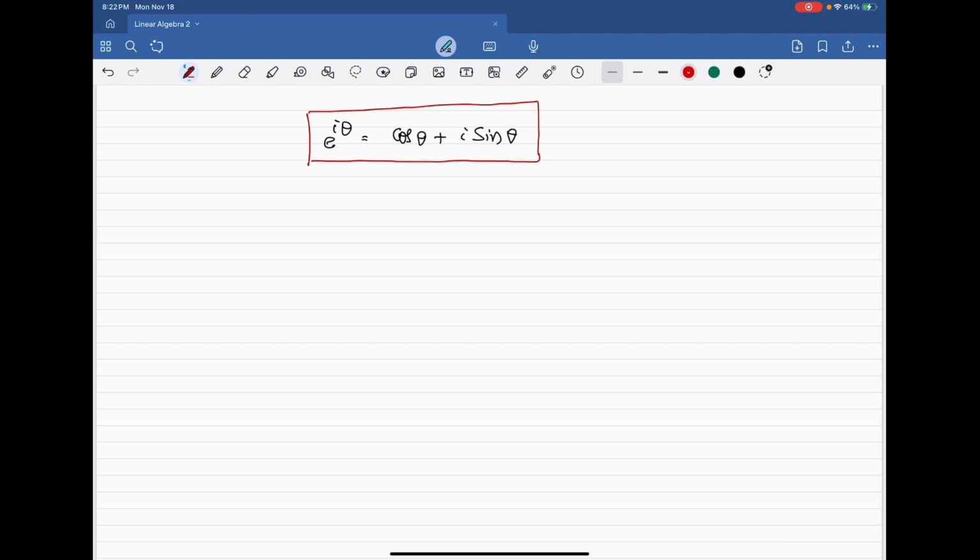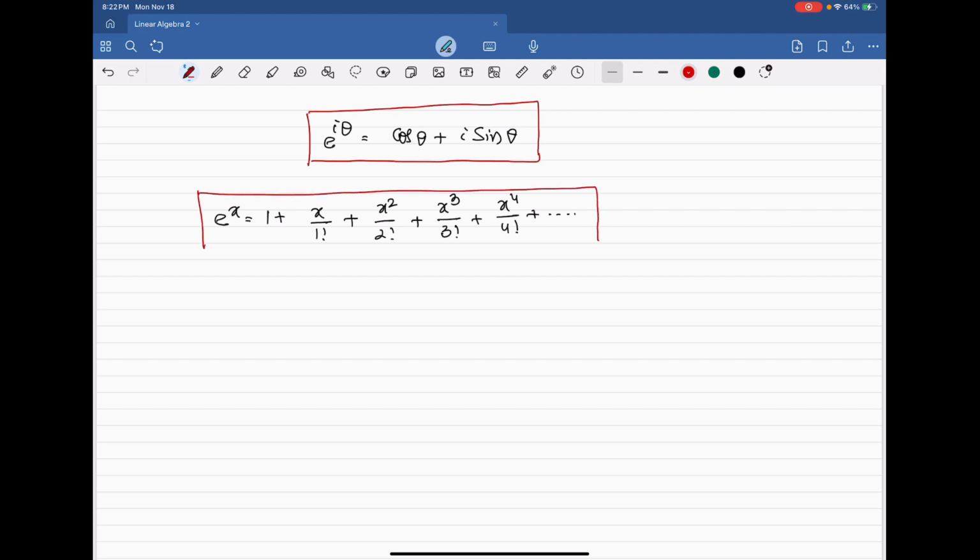What is the series expansion of e to the power of x? The series expansion of e to the power of x, for any value of x, is 1 plus x by factorial 1 plus x square by factorial 2 plus x cube by factorial 3 plus x to the power of 4 by factorial 4, and go on. This is a very, very important series. Please remember this. Please remember the previous one also: e to the power of i theta is equal to cos theta plus i sin theta.